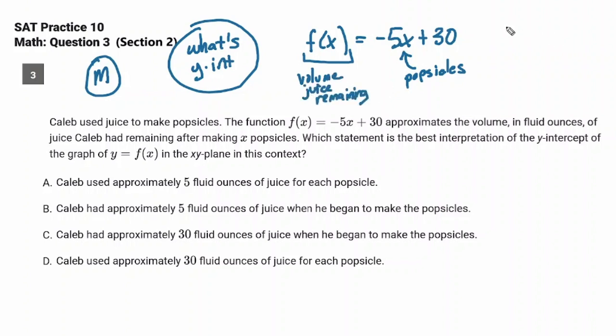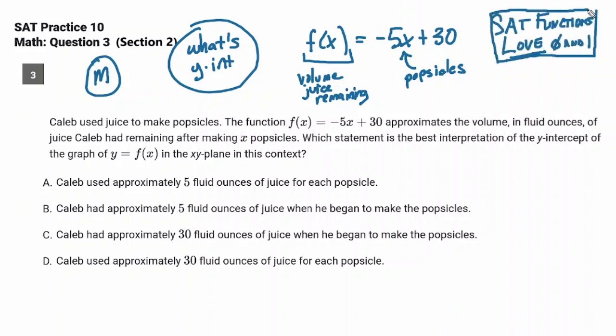Alright guys, SAT functions love 0 and 1. So if you're in a function on the SAT, you should think real hard about plugging in 0 and 1 into the function. Let's just try that out. Let's plug in 0. If we plug in 0 for x, we're going to get negative 5 times 0 plus 30. Negative 5 times 0 is 0, plus 30, that's 30. So we get 30 juice remaining when we do 0 popsicles.